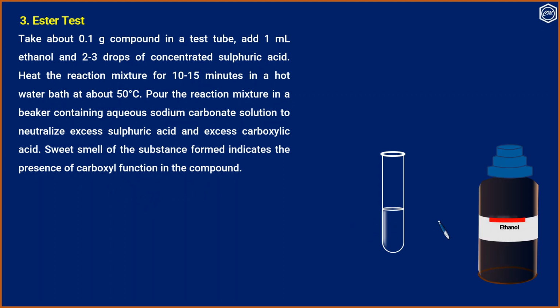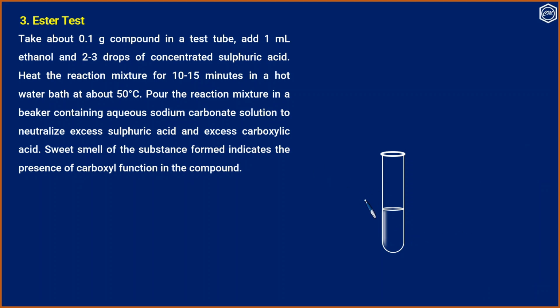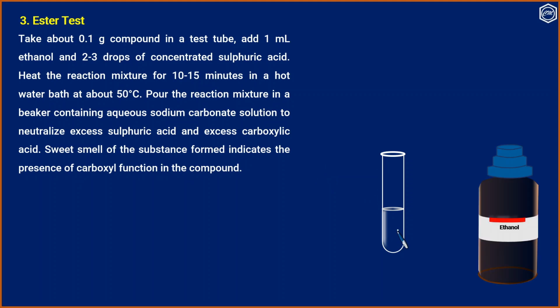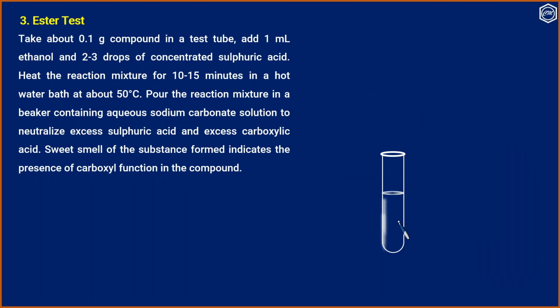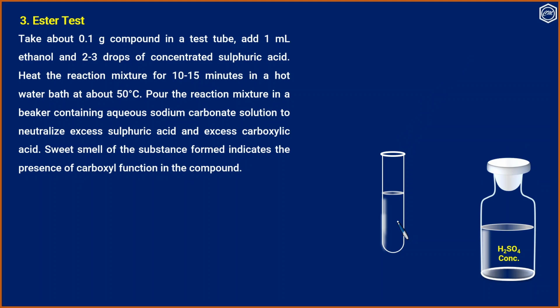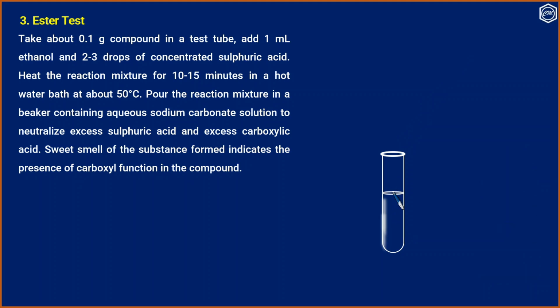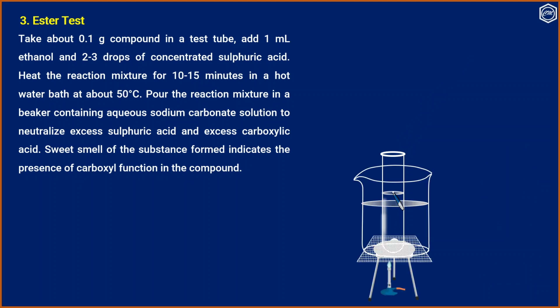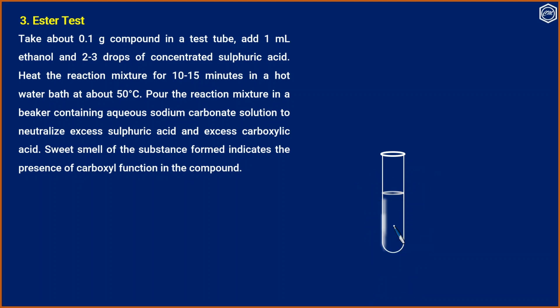So we take about 1 ml of the organic compound, and to that we are adding ethanol. After that, we add a few drops of concentrated sulfuric acid. Now heat the mixture on a water bath for about 10 to 15 minutes.